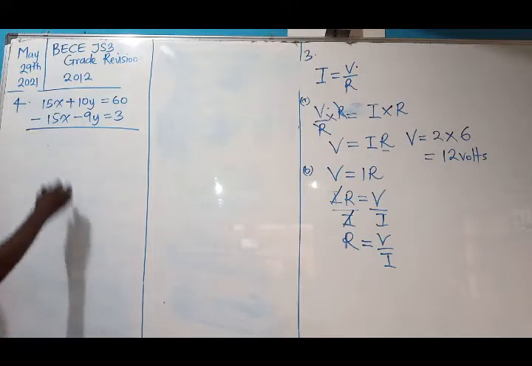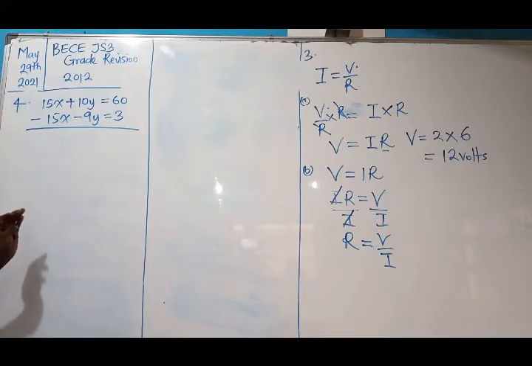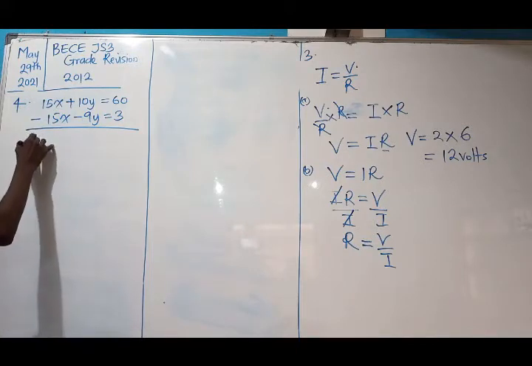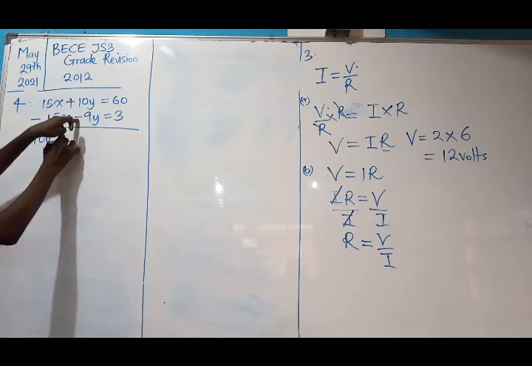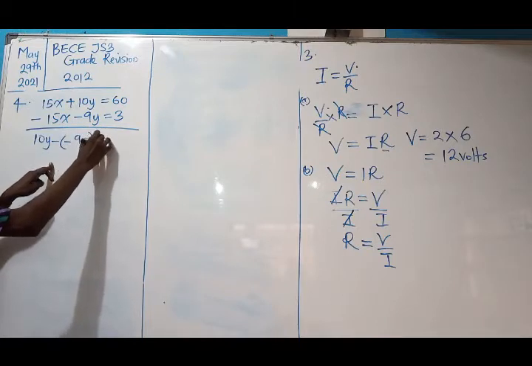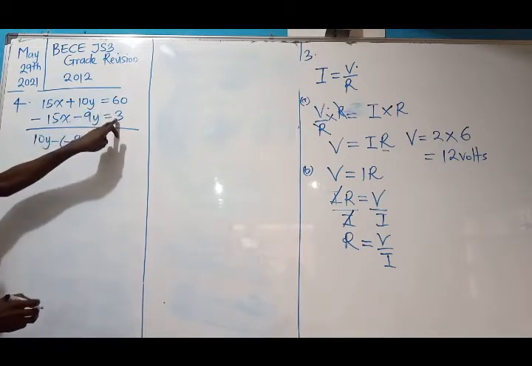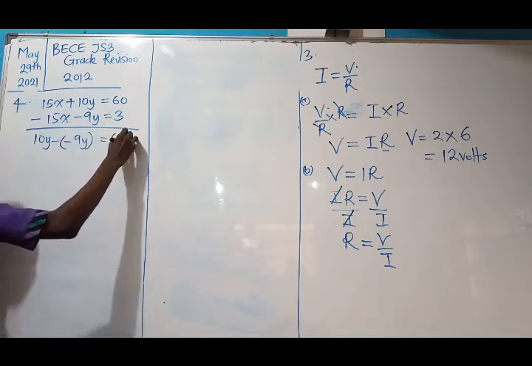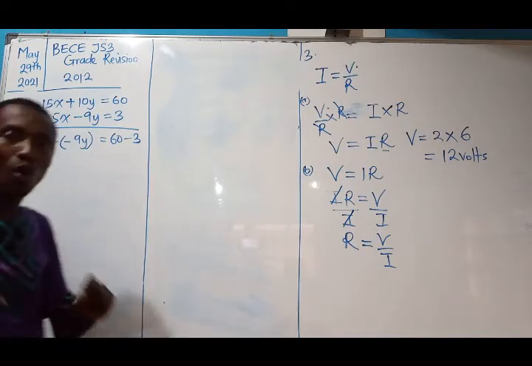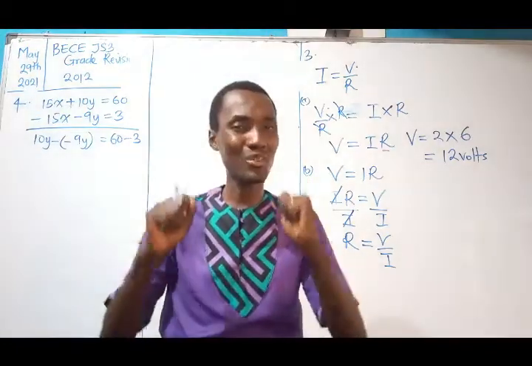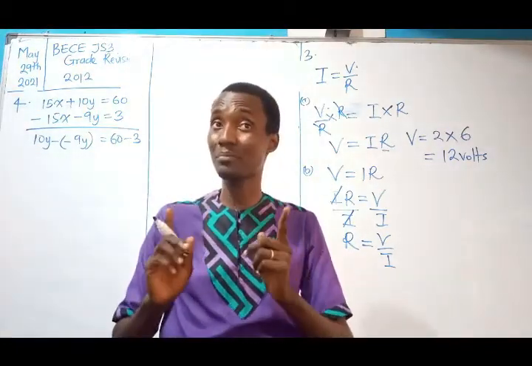Now, what do you have here? I tell students, don't assume you know if you're not seeing well. This will be 10y minus 9y equal to 60 minus 3. You can write 60 minus 3. Nobody will beat you. Always solve per your strength level. It's so important in an exam.